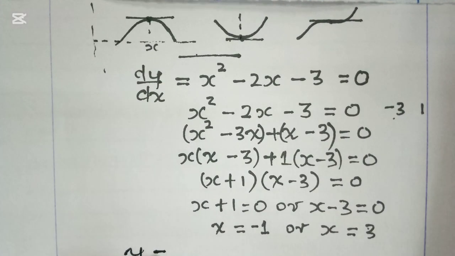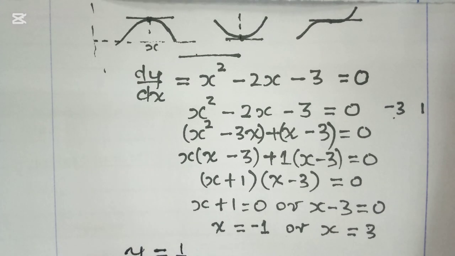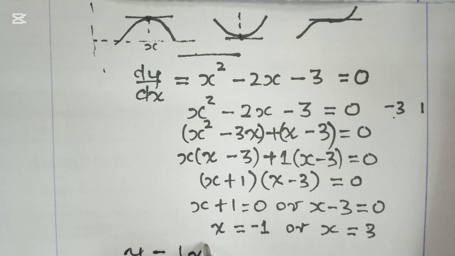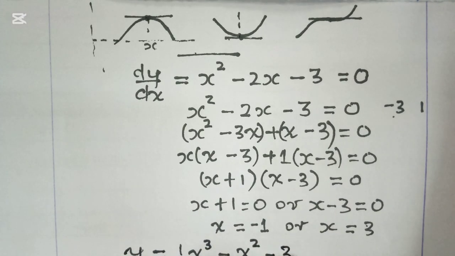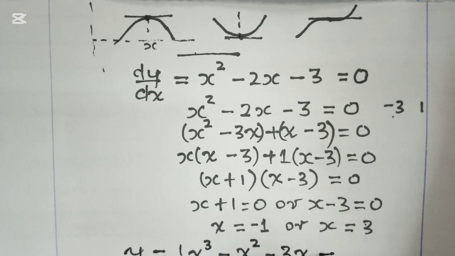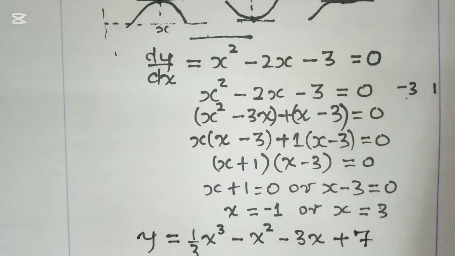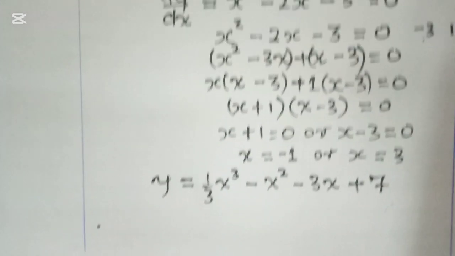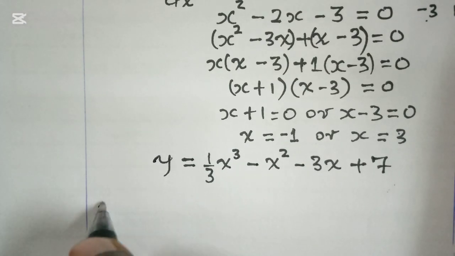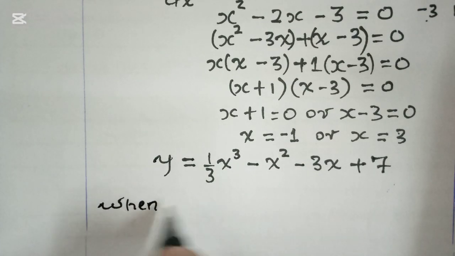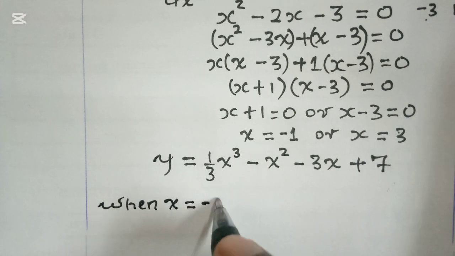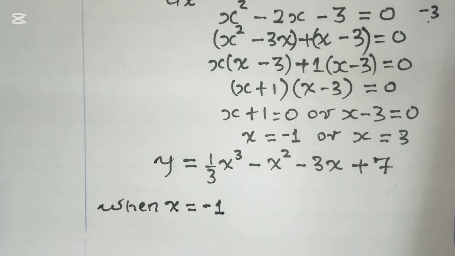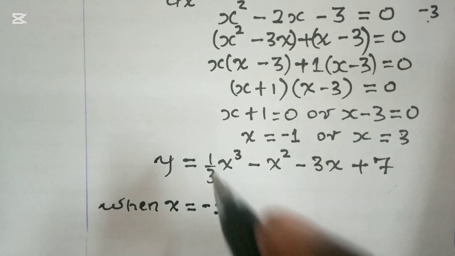y is equal to a third x cubed minus x squared minus 3x plus 7. So we can say, when x is equal to -1, let's now find what y is.